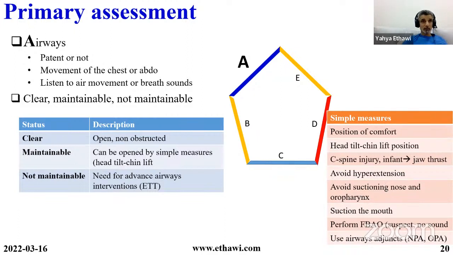When you need to suction, if any, suction the mouth. Do not suction the nose. Do not go to the pharynx. Just suction the mouth. When you see that the child is breathing, but there is no chest rise, and you suspect a foreign body, you have to perform something called FABAO, and we will speak about it later. You can use airway adjuncts, such as nasopharyngeal airways or oropharyngeal airways.